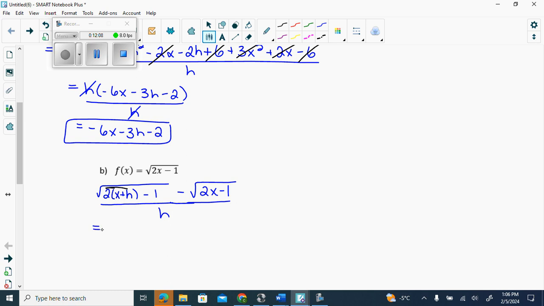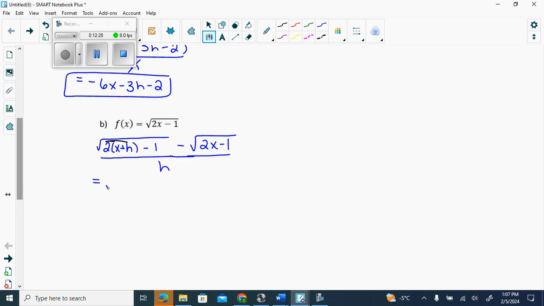Do you see how the equal signs are running down the left-hand side? You should have them. If you don't have an equal sign anywhere on your page, put some. Because this is going to equal the next thing, is going to equal the next thing, is going to equal the next thing. If I put in 2 for x and 4 for h, this step would equal this step would equal this one. You get the same answers out because they are the same. They're expressions. So here we have 2x plus 2h minus 1 minus root 2x minus 1 all over h.